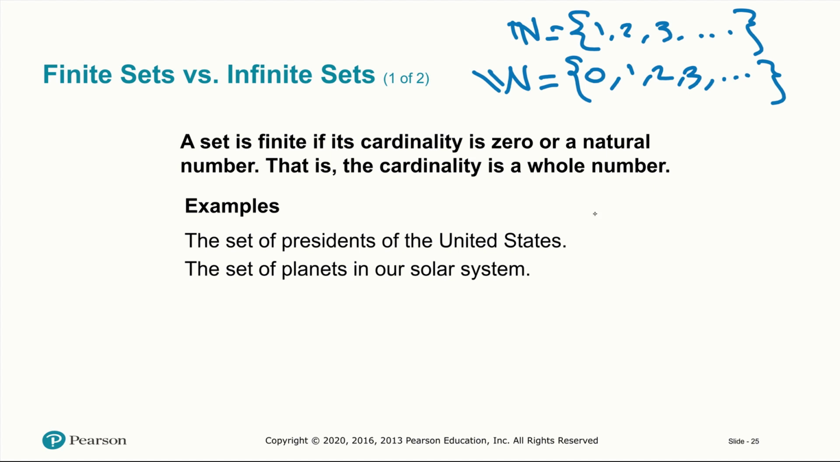Here are some examples of finite sets. The set of presidents of the United States. Well, at any given point in history, there's only been so many presidents. We can count them. It's going to be a natural number. So it's a finite set. The set of planets in our solar system, right? So we hopefully know how many planets there are. Sometimes we go back and forth with poor Pluto. But anyway, even if there are a couple more hiding in there, it's not going to be so many as to make it infinite, right? So that's also a finite set.